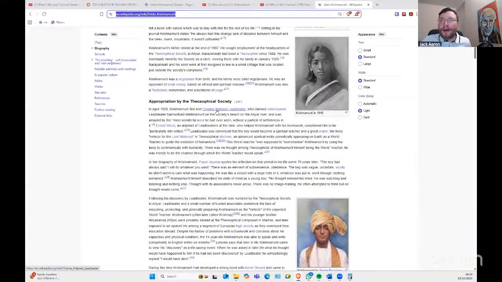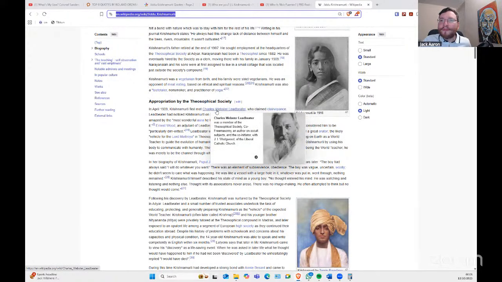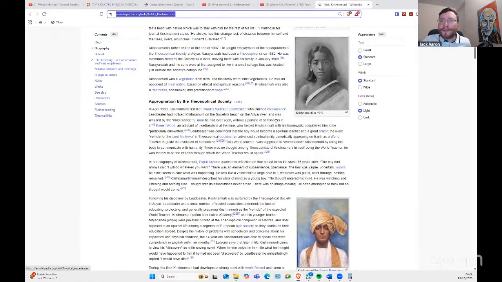He first met Charles Webster Leadbeater, who claimed clairvoyance, had noticed Krishnamurti on the Society's beach, and was amazed by the most wonderful aura he had seen. It had a particle of selfishness in it, yes. He helped Krishna with his homework, and very particularly dim-witted. Ernest Wood.